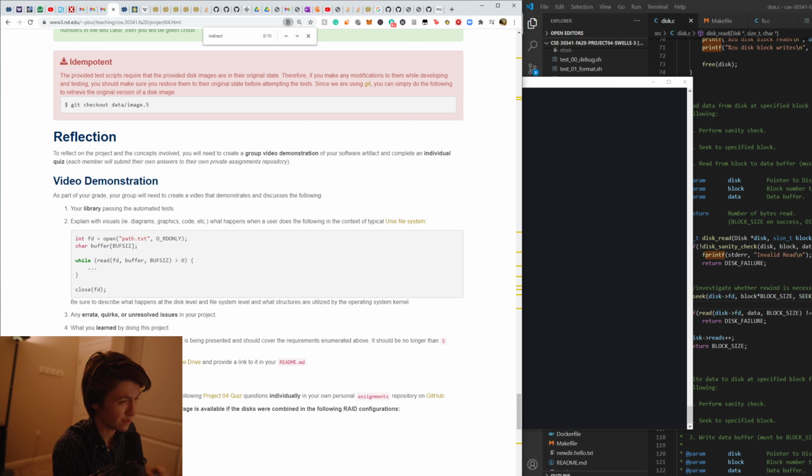Once you have all your data read, you can close the file descriptor, which will take away the connection between the file and the system. And so yeah, that's basically how that works.